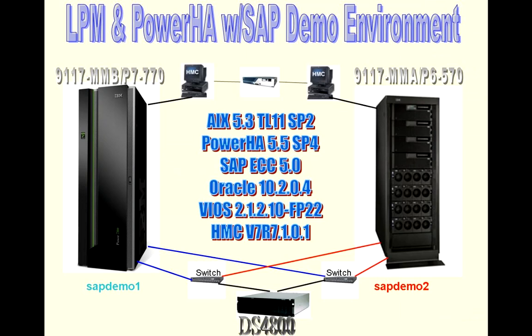In the center here, you can see the levels that we are running. The reason why we are running these exact versions is we had a customer requirement for a proof of concept to demonstrate that we could perform this operation both with Live Partition Mobility and the PowerHA cluster, given their exact software levels. So what we have here is AIX 53 TL11 SP2, PowerHA 55 SP4, SAP ECC 50, Oracle 10204, our VIOS is 21210 fixed pack 22, and our HMC levels are V7 R7 101. We have a shared DS4800 storage unit, and as shown in the picture, each system has their own individual HMC.